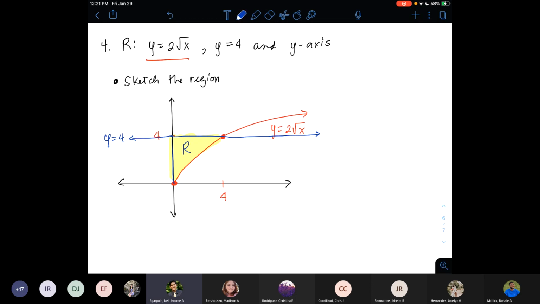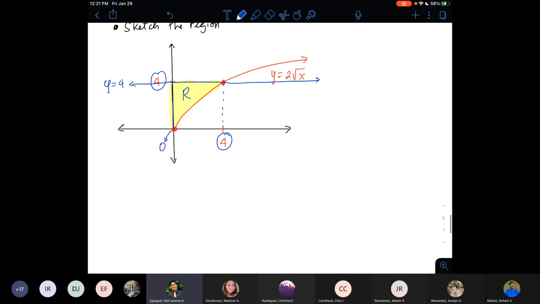Okay. And here, we are lucky that we don't need algebraic calculations to find the points of intersection. We know here that this is x equals 0. And then here we know that it's x equals 4, and that's y equals 4 as well. So those are the important points that we have. All right. Now, the next is to solve for the points of intersection, but we don't need to, so I'll skip that part. Then let's set up the integral.